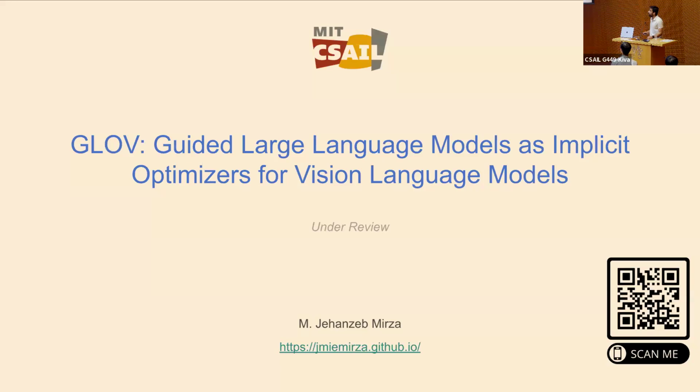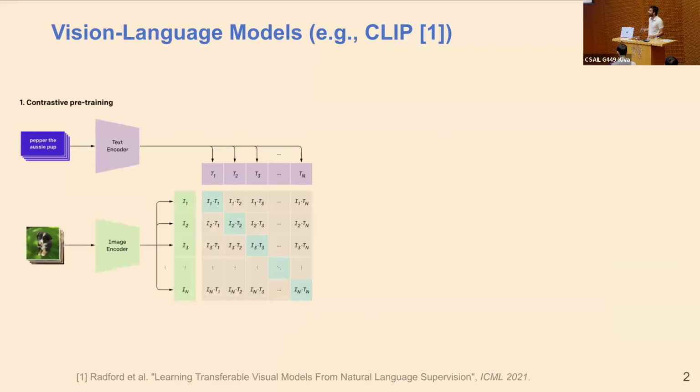Yeah. So today I'm actually going to be presenting one of our recent works, which is currently under review, titled GLOV: Guided Large Language Models as Implicit Optimizers for Vision Language Models. You can actually just read the paper here, and I can just go home. The paper link is there, but no, I will actually run you through the entire paper. So let's quickly start.